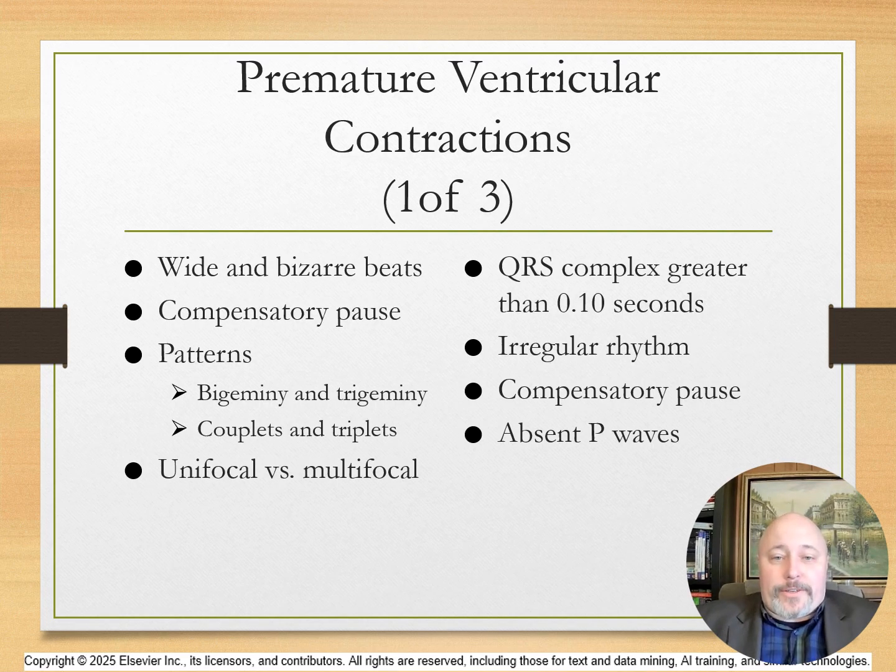Premature ventricular contractions are a common ventricular dysrhythmia. The PVCs are early beats that interrupt the underlying rhythm, and they can arise from a single ectopic focus or from multiple foci within the ventricles. They appear as wide and bizarre beats, have a compensatory pause afterwards, and the patterns are again bigeminy or trigeminy if they occur at every other beat or every third beat, or couplets if those PVCs occur back to back, or even triplets if they occur three in a row.